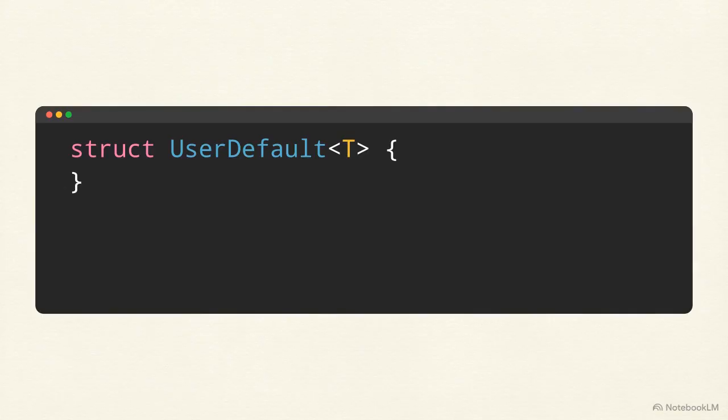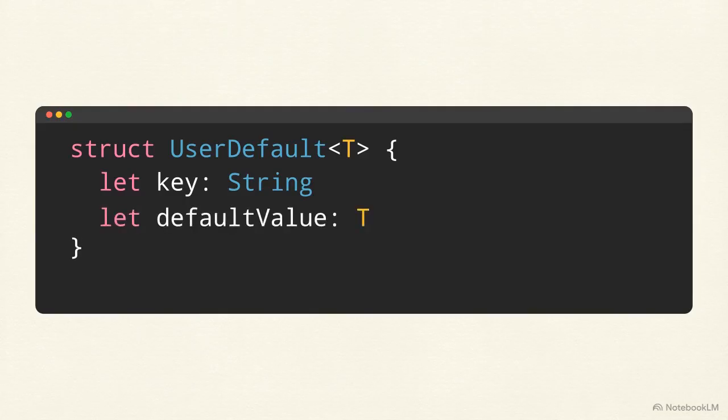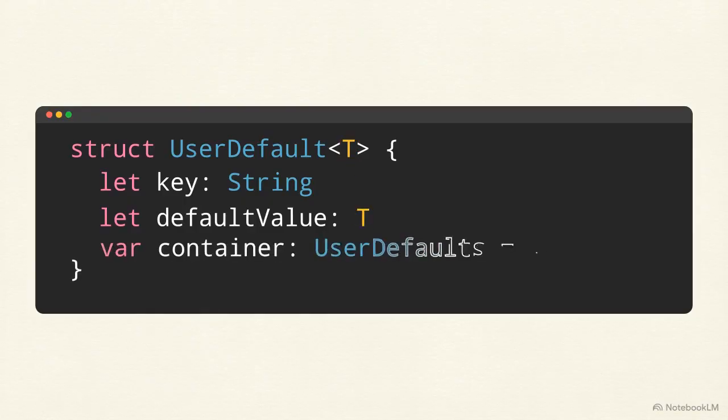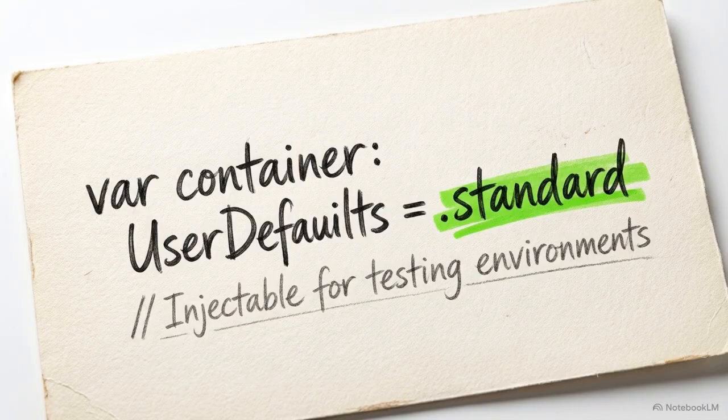Inside this struct, we need the first essential input, the string key that will actually interact with the database. Second, we need a fallback value to ensure the application always has a valid state, even if the database is empty. The default value utilizes the generic type T. This ensures the fallback matches our intended data type perfectly. Finally, we define the actual storage container where the data lives. Defaulting this container to .standard is practical for most use cases, while still allowing dependency injection for specialized testing environments.